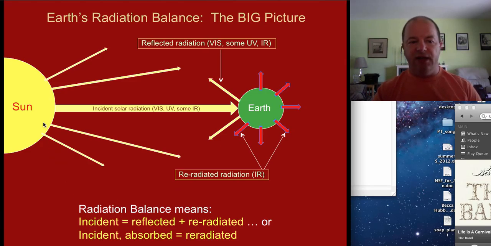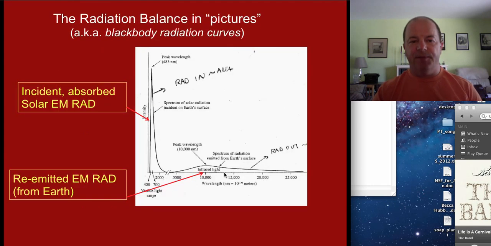The idea here is that this incident solar radiation needs to be balanced by the radiation going back out, either the sum total of that reflected plus that re-emitted, or the other way that we could look at it is that the sum total, which is incident that doesn't bounce off, is equal to that which is re-radiated. And we're going to look at this quantitatively today to see what kind of quantities are involved in this radiation balance. Here it is in pictures.